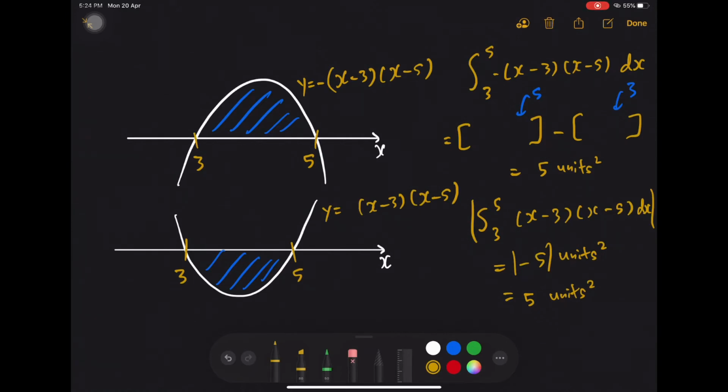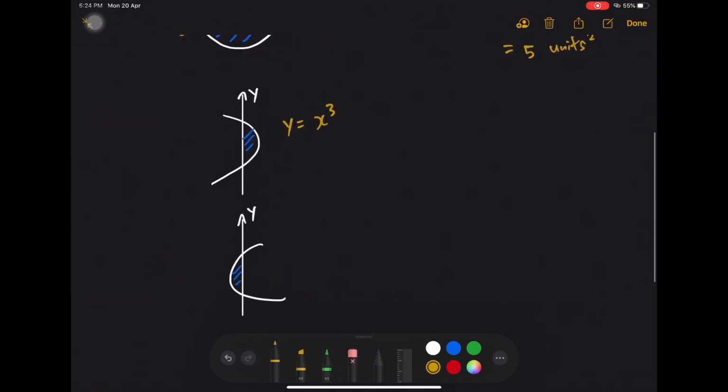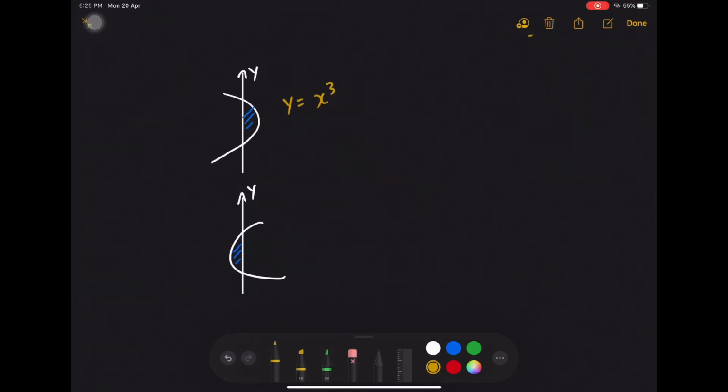And now we're going to go on to the next part. If you have something like this, when they want you to find the area above or below the y-axis, take note that it is with respect to the y-axis. This means that you need to first make x the subject. That will give you the cube root of y, because we are integrating with respect to the y-axis. Unlike the previous question, where we integrated with respect to the x-axis, in this case I'm integrating with respect to the y-axis. So I'm going to integrate the cube root of y dy.